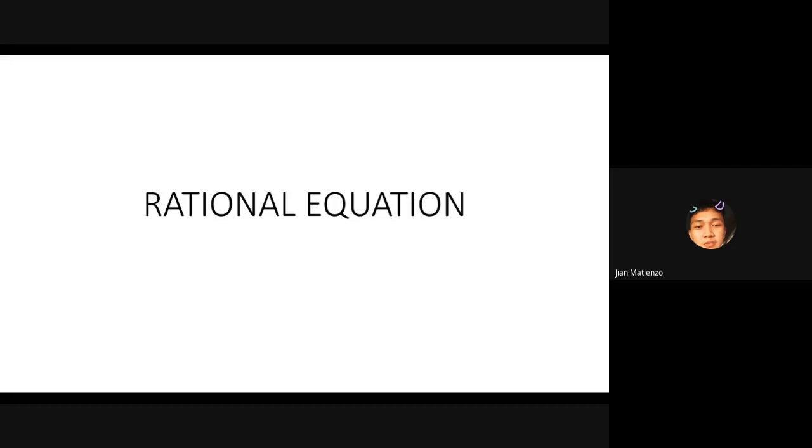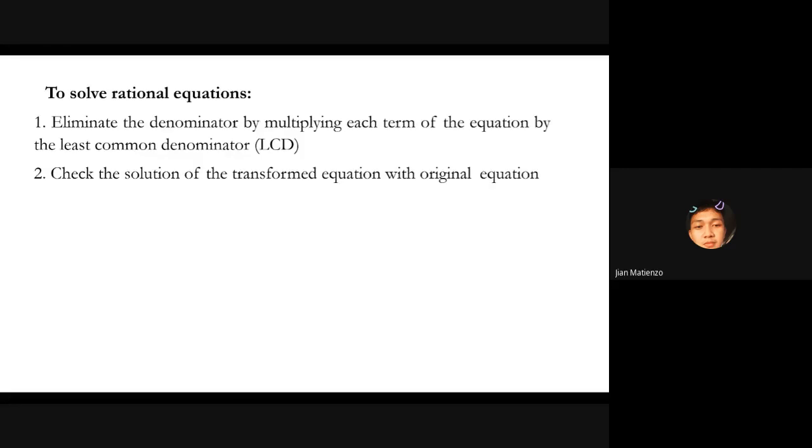So today's lesson is rational equation. Equations that contain rational expressions are also called rational equations. Solving rational equations is much simpler than simplifying rational expressions. We will be giving you the techniques for performing operations with rational expressions and for solving algebraic rational equations. So we only have two steps.